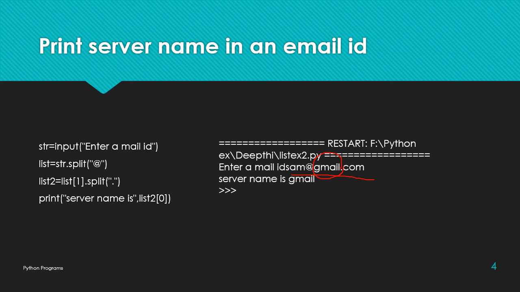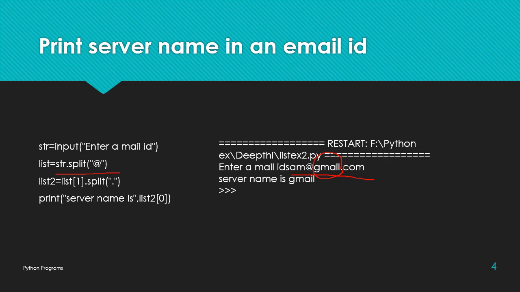For this, first we are splitting the inputted string using the delimiter. And we know it will create a list which contains two elements. Sam is the first element at list[0]. list[1] contains gmail.com. Now what are we doing? Again we are creating another list, again using the split function.